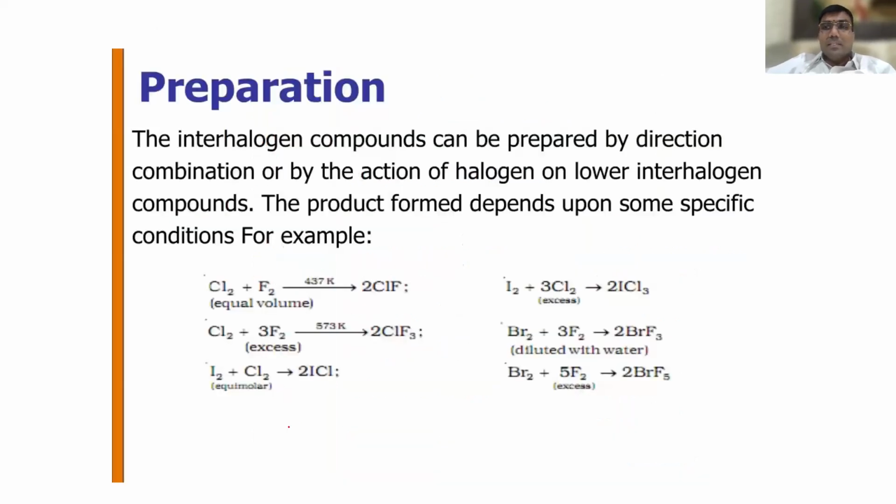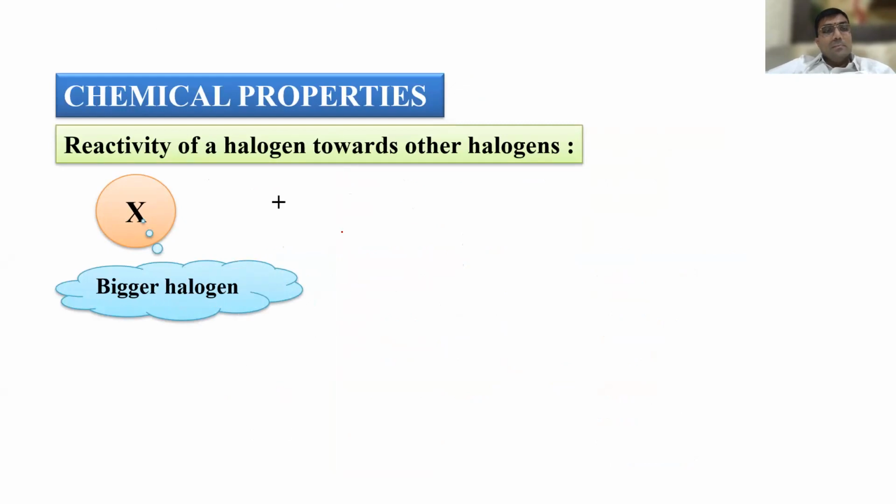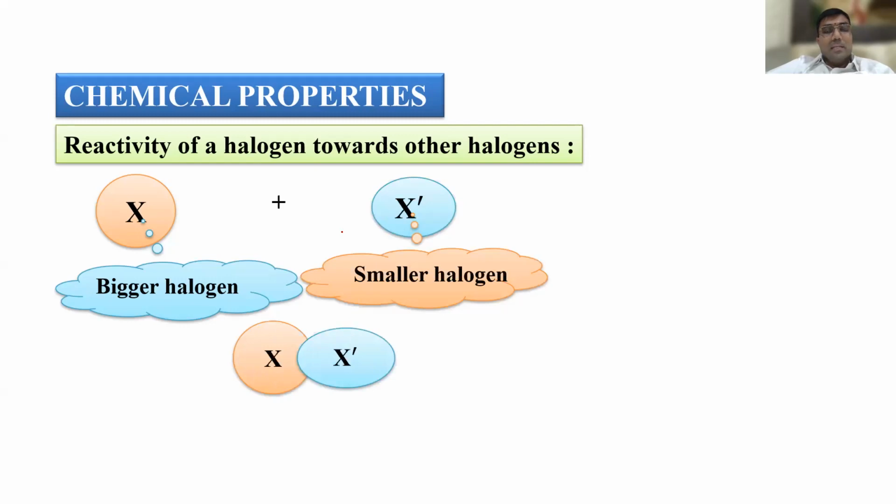How to prepare is very simple. You combine two halogens and heat at a particular temperature. Naturally, interhalogen compounds will be formed. You have to add them in a proper proportion or excess. This is very simple to understand, right? So let us understand the reactivity towards the halogen. Here, a bigger halogen reacts with a smaller halogen and leads to formation of X dash. So this bond will be formed, right?